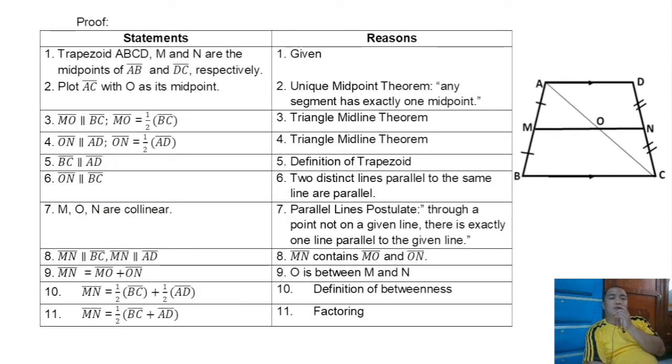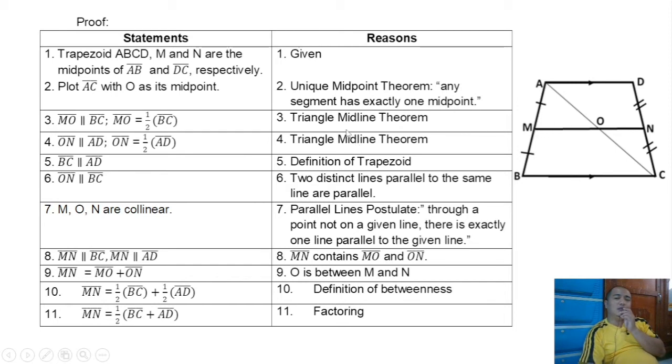Yan. So for the proof, we're going to use statements and reasons. So for number 1, trapezoid ABCD, M and N are midpoints of AB and DC respectively, given yan. For number 2, plot AC with O as a midpoint, unique midpoint theorem. Any segment has exactly one midpoint. That's correct. So from the figure, number 3, MO is parallel to BC. That's correct. Therefore, MO is 1/2 BC.